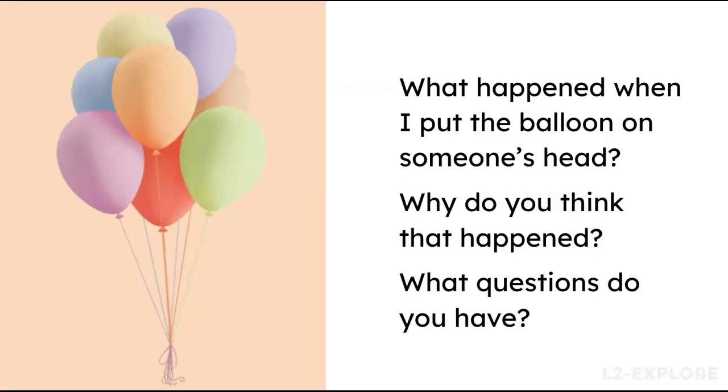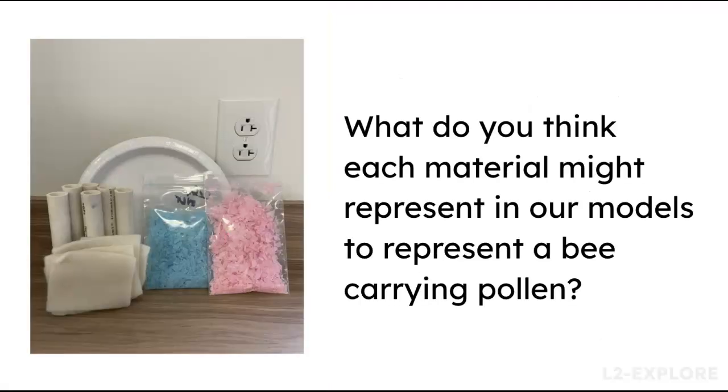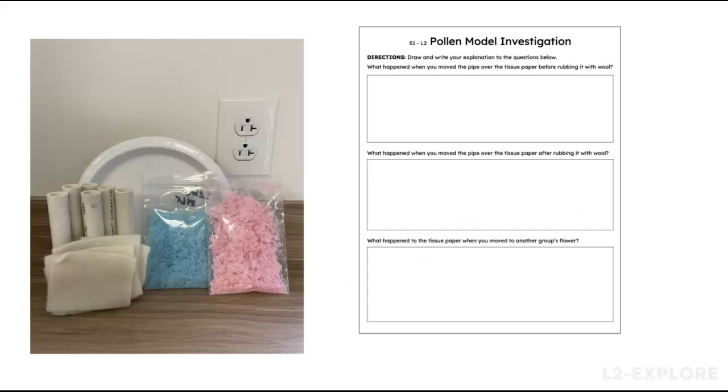For the Explore portion, you'll demonstrate static electricity by rubbing a blown-up balloon on your hair or a student's hair. You'll ask students questions about what they think happened and why, as well as what questions they have. You'll set up the pollen model investigation. You'll divide students into 6 groups and provide each group with the materials from the kit. As students work, they should be recording their findings on the Pollen Model Investigation Student Journal page.